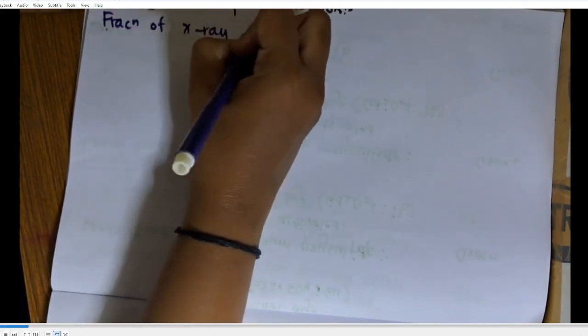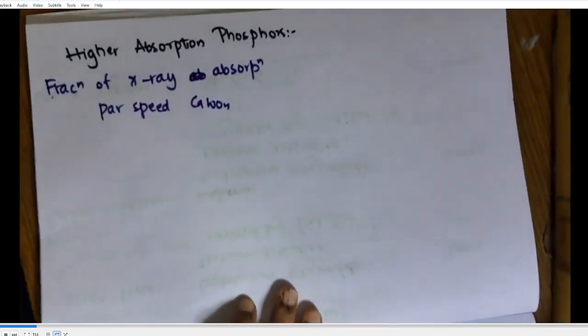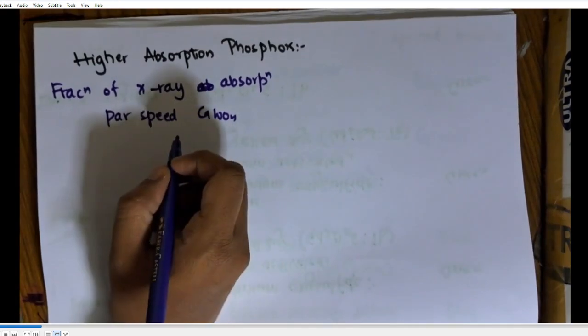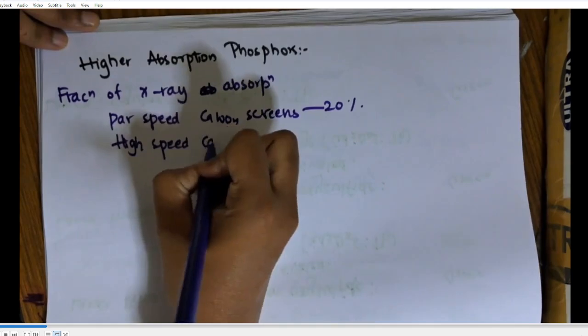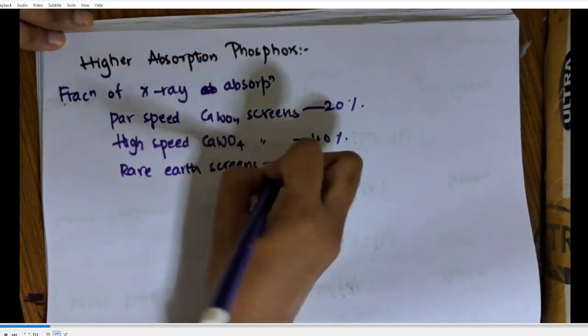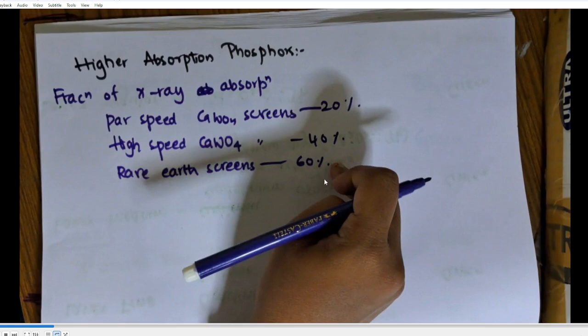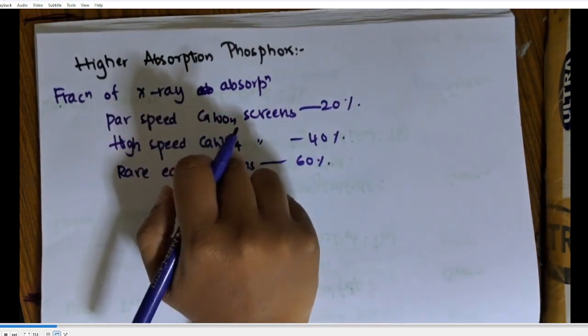First, the fraction of the X-ray beam which is absorbed by a pair of par speed calcium tungstate screens is around 20%, whereas for a high speed calcium tungstate screen it is 40%, and for rare earth screens it is around 60%. So the X-ray absorption increases from calcium tungstate to rare earth screens.